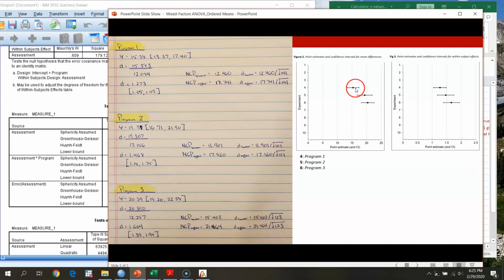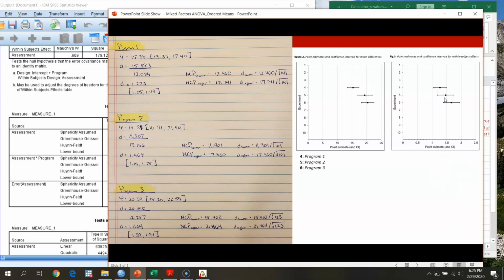We're seeing pretty strong evidence that we're seeing greater reductions in program 3 relative to program 1, and then programs 2 and 3 look fairly similar. There's a little more overlap between programs 1 and 2 here, but it looks like we're potentially seeing greater effects for programs 2 and 3 relative to program 1.